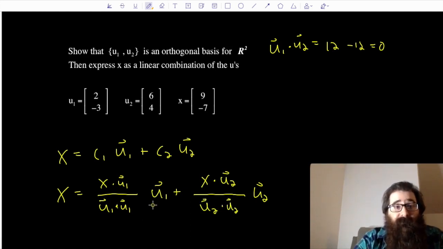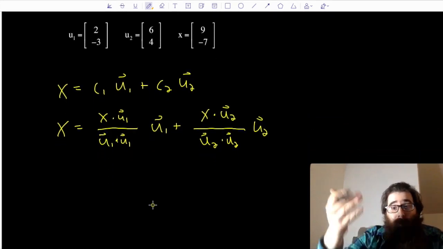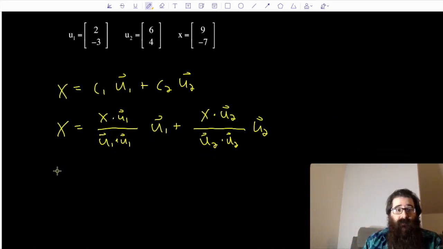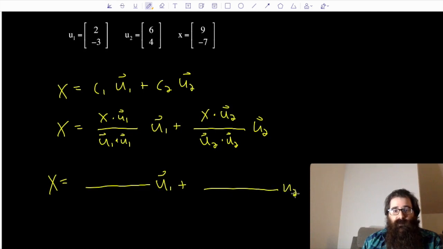And now I just have to find dot products, right? You probably enjoy finding dot products as much as I do. That's all I got to do. I like finding dot products, so this isn't going to be so bad. I'm going to leave these as vectors u sub 1 and u sub 2 for now, and I'm just going to focus on the dot products.